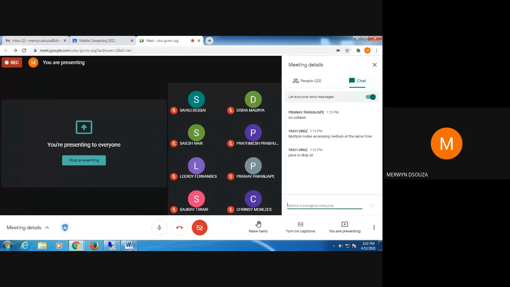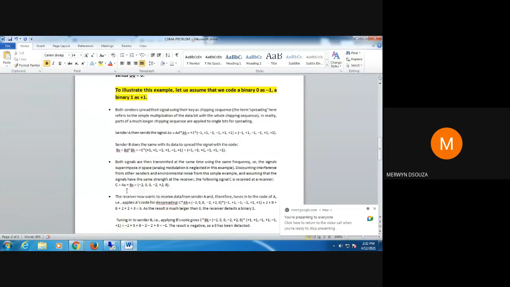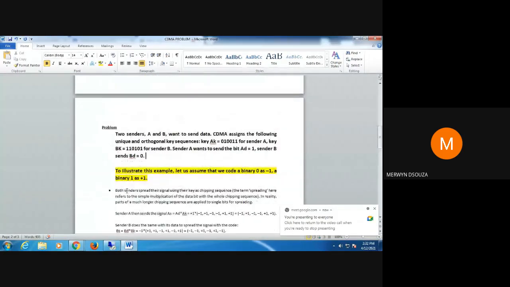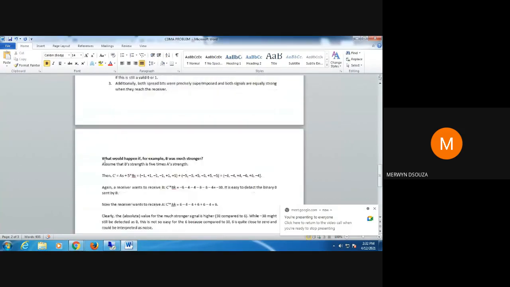Okay. So let's go through the last important thing that we need to know with regards to CDMA. Till now we never discussed what happens if the signal of one of these two senders was stronger than the other. So let's assume that B's signal is stronger.